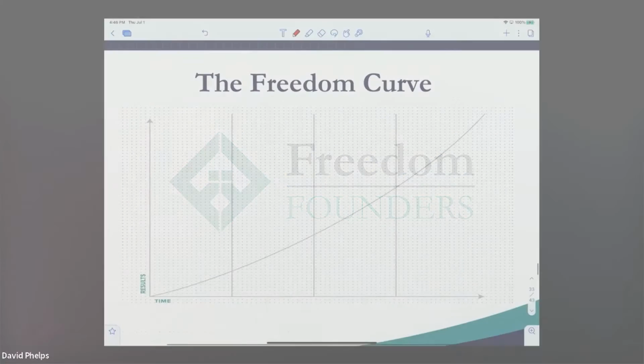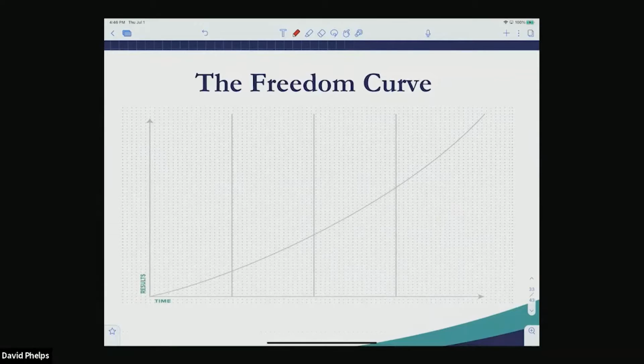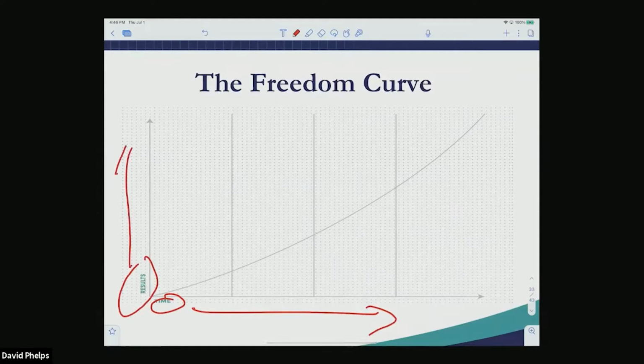The freedom curve. Again, a model that I use within Freedom Founders. Real briefly, we have 4 verticals, and then we have a timeline. So the timeline goes this way on the horizontal. Results go vertically on the y-axis this way. In the first vertical, this is what I call active, or your business income.